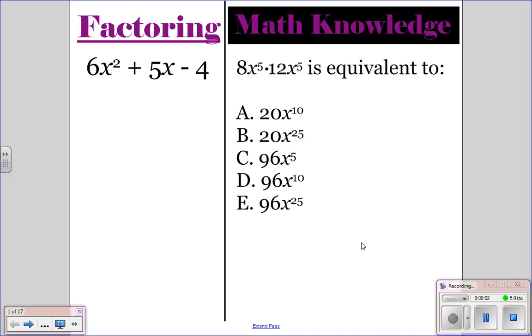All right, so y'all go ahead and do the factoring and the math knowledge question for today. Pause the video, and then once everyone is finished, you can unpause the video and I'll go over the correct answers. So you're going to start by removing the 6 by multiplying it by that -4.